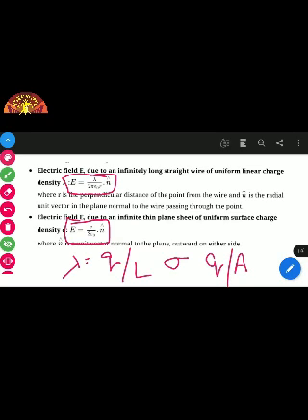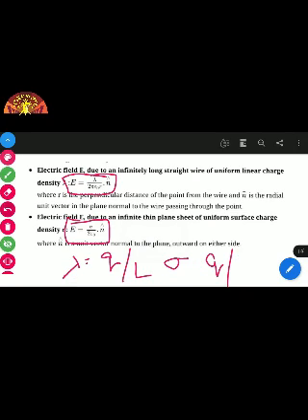Previously we had a wire. When we talk about a wire, we take length, and when we talk about a plane sheet, we talk about area, because now we have both length and breadth in the picture. Therefore we take surface charge density as sigma, and lambda is the linear charge density. You can mark it up.